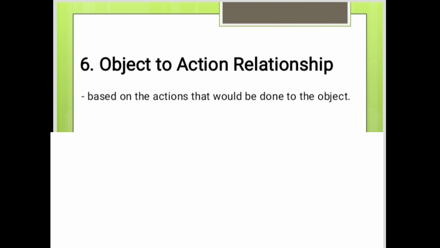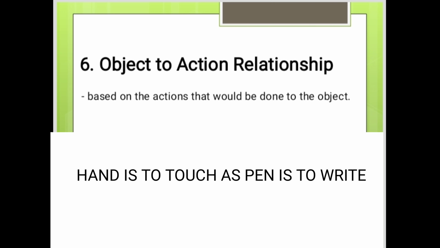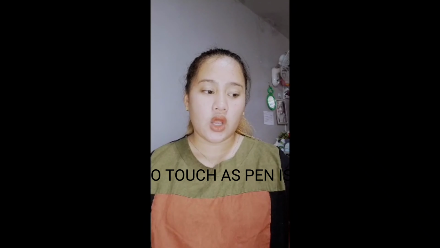Object to action relationship is based on the action that would be done to the object. For example, hand is to touch as pen is to write. Pen is the object, while the touch and write are the action. Another example of object to action. Book is to read as hand is to touch. Football is to throw as sun is to shine. So that's why we call it object to action relationship. Let's proceed to number 7.